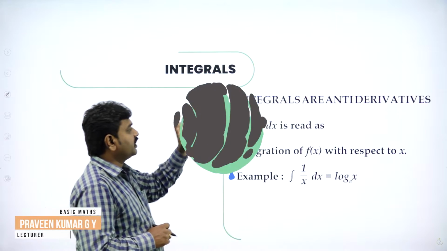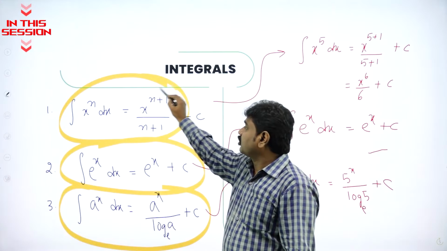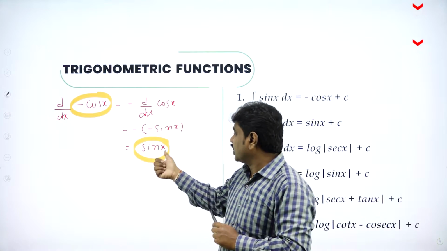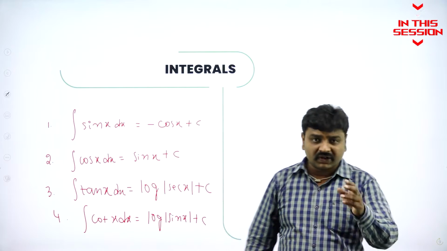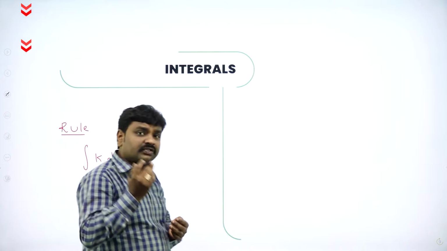So now indefinite integrals. We call integrals anti-derivatives. Integral of x to the power n is x to the power n plus 1 by n plus 1, e to the power x is e to the power x, a to the power x is a to the power x by log a. When you differentiate minus cos x, you are getting sin x. Integral of tan is log of mod secant x, cot is log of mod sin x. Integration of cosecant x cot x is minus cosecant x. K means constant. You know differentiation of constant is what? 0.